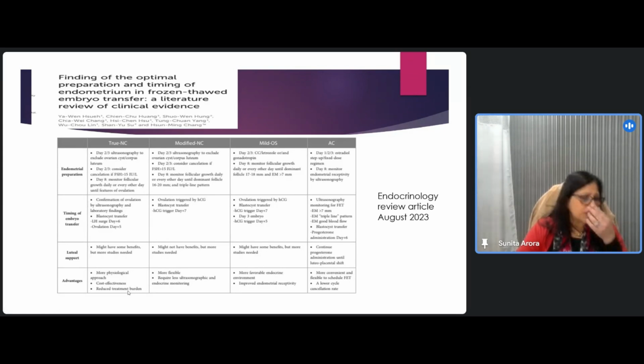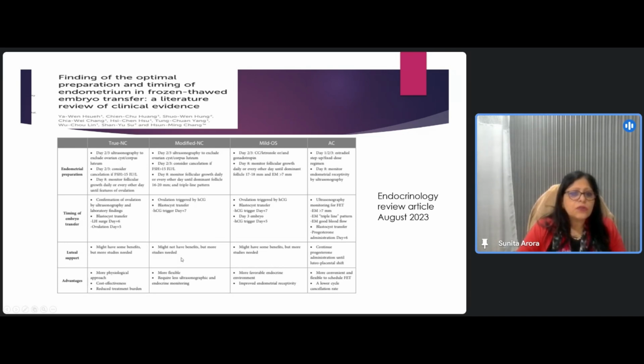But I think most people are not using an absolutely natural cycle and are going either for mild ovarian stimulation or for a typical HRT cycle. Then, as I said, what is the difference between true natural cycle and modified natural cycle? In modified natural cycle, you have controlled the ovulation by giving HCG. So HCG trigger plus day 7. I feel when you are controlling the ovulation, there is better physician control over the cycles. So modified natural cycle also is a good option.